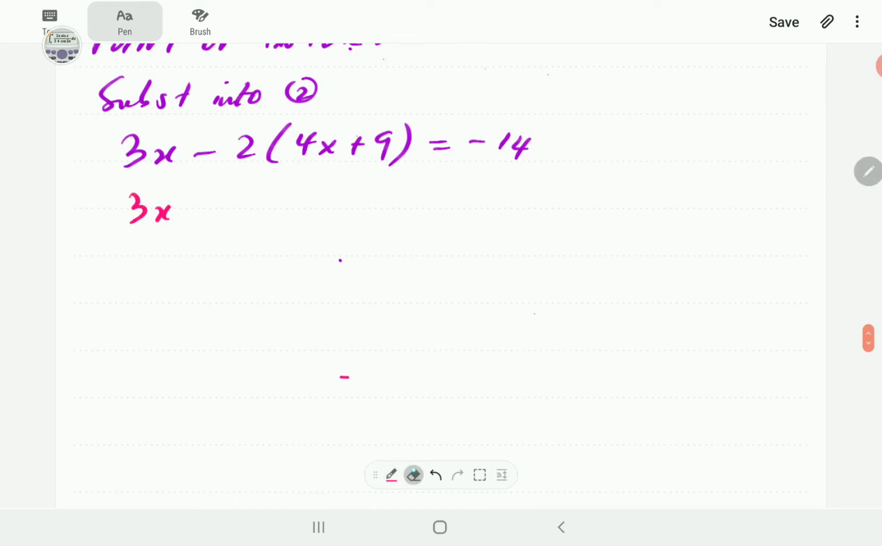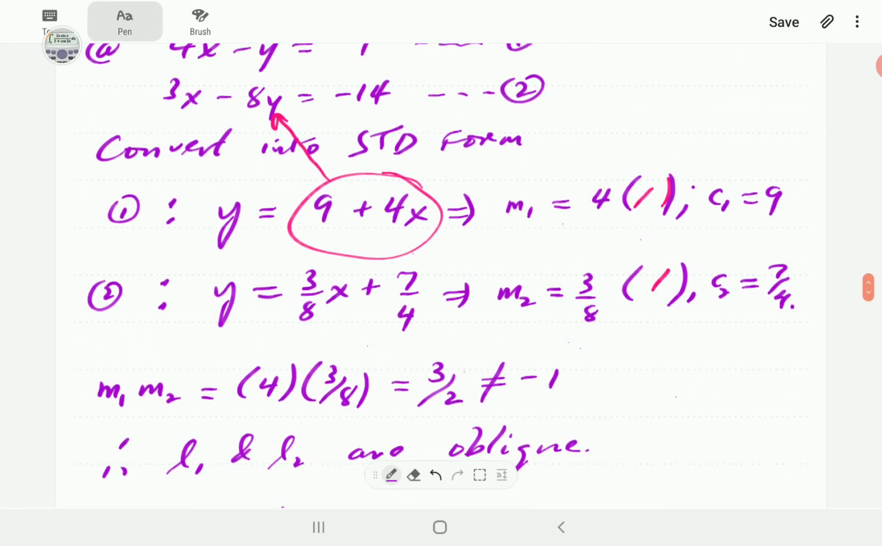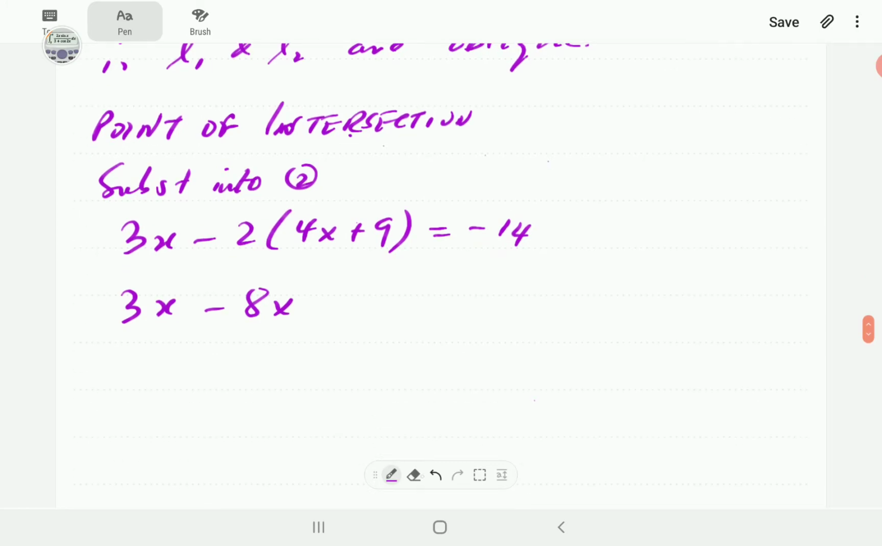So 3x minus 8x, just one moment. Yeah, there's an error there. That should be 8. So this is 8 here, so this is going to be 32x minus 72 equal to negative 14.